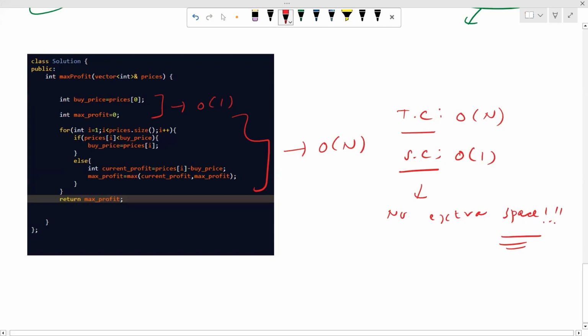And one more thing, guys, this problem is an example of Kadane's algorithm. I'll also attach the article link for how Kadane's algorithm works in the description below. You can refer to Kadane's algorithm from there, right? I hope this approach is clear to all of you guys.